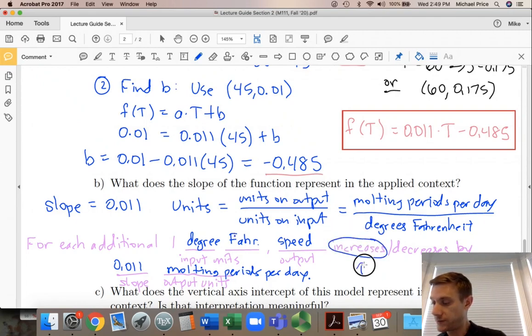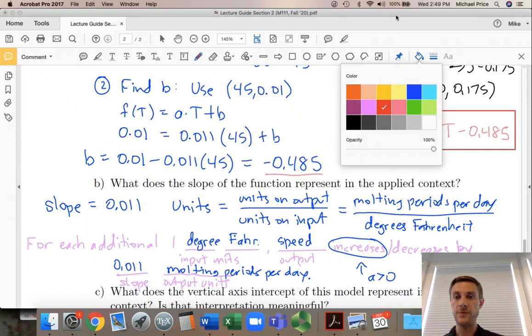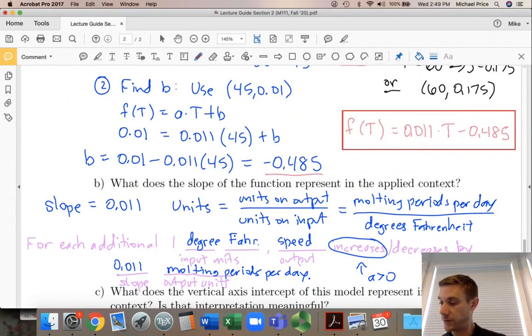Okay, so when the temperature goes up a degree, we would expect, oh, and I should probably circle, increases. So this is the case if a is positive, if our slope is a positive number. And then, of course, if we had the opposite scenario, which I won't circle, but I will identify, if a was negative, we would be talking about how this output would be decreasing. So that's not our scenario in this case, but certainly could come up. So growth speed increases by 0.011 molting periods per day. So temperature goes up, aphids are molting more frequently.